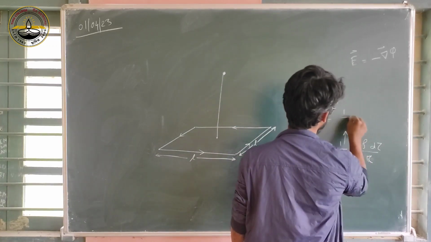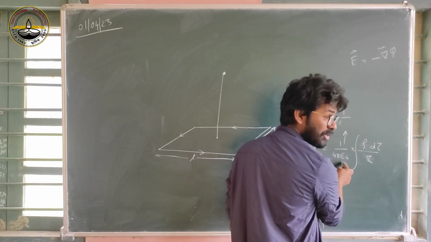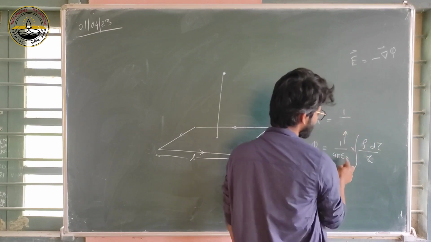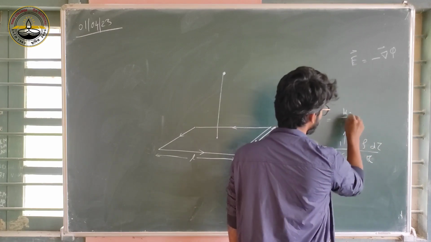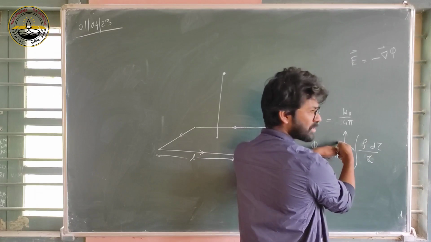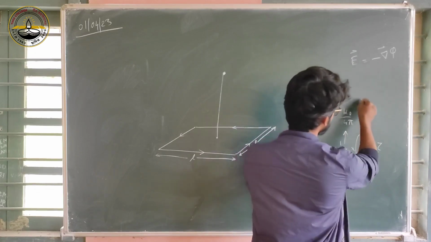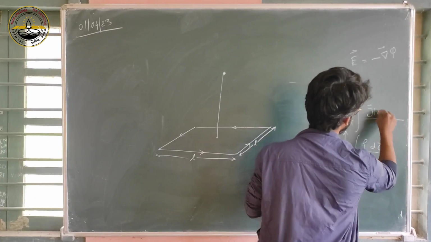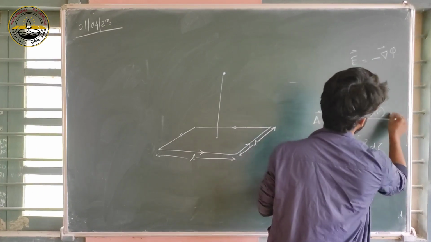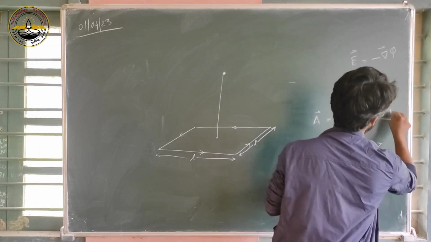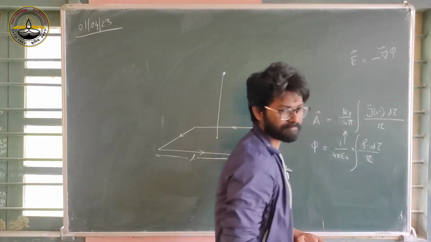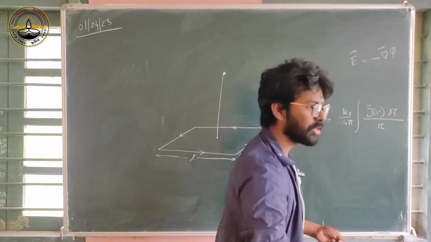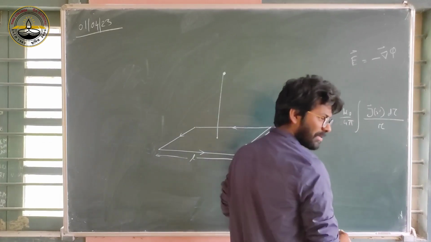All you have to do is 1 over epsilon naught of electricity goes to mu naught above for magnetics. So 1 over epsilon naught becomes mu naught by 4 pi. Everything else is same. Current density, charge density will become just current density. And nothing else. So this is easy to remember because of course you remember Coulomb's law, right?